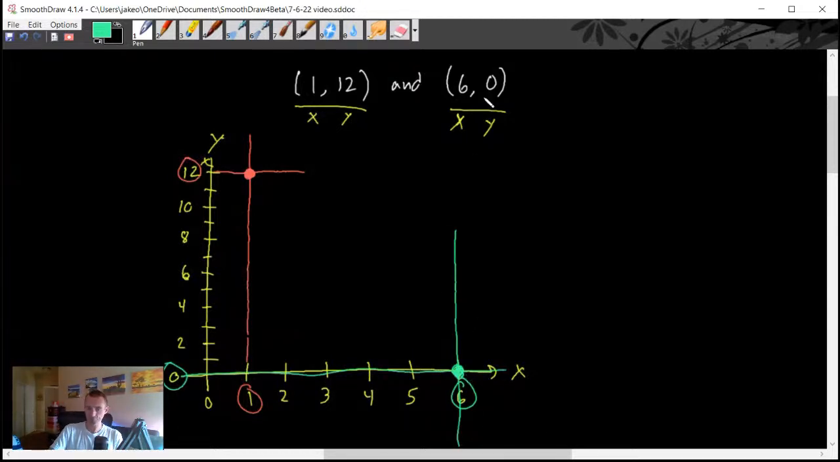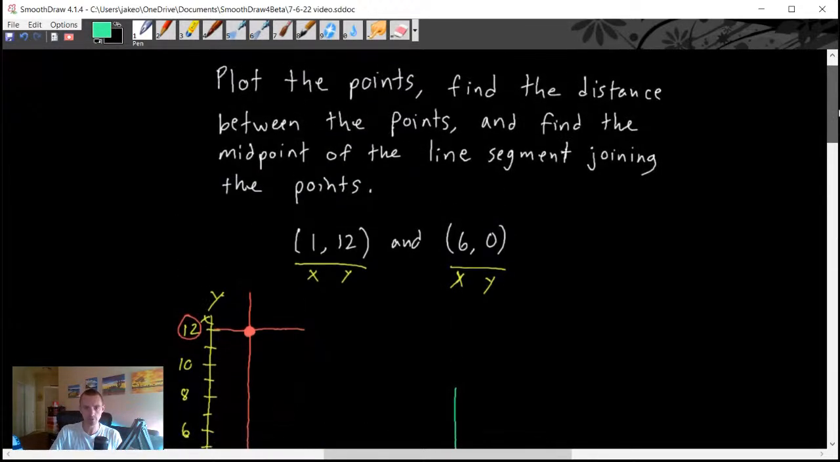So just a little tip. If either of your coordinates are ever 0, like in this case we have 6, 0, your point is always going to be on either the x or the y-axis, depending on which of these numbers is 0. So in this case, since y is 0, our point lies on the x-axis. So it's always going to be opposite. If x was 0, our point would lie on our y-axis. So we have our 2 points here. So we've plotted our 2 points. So that was our first step.